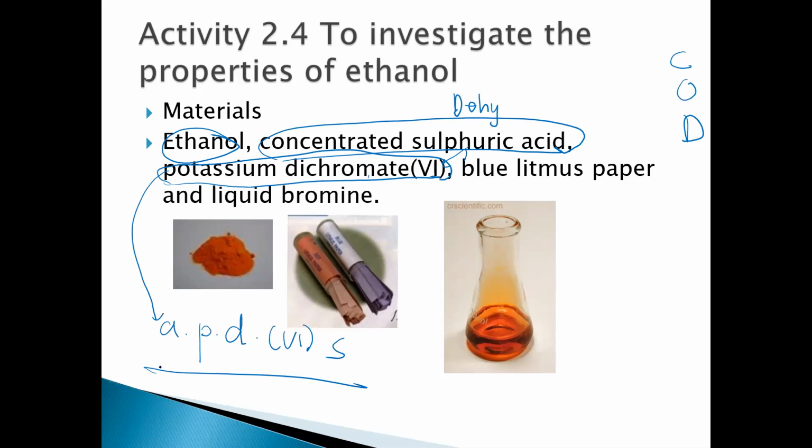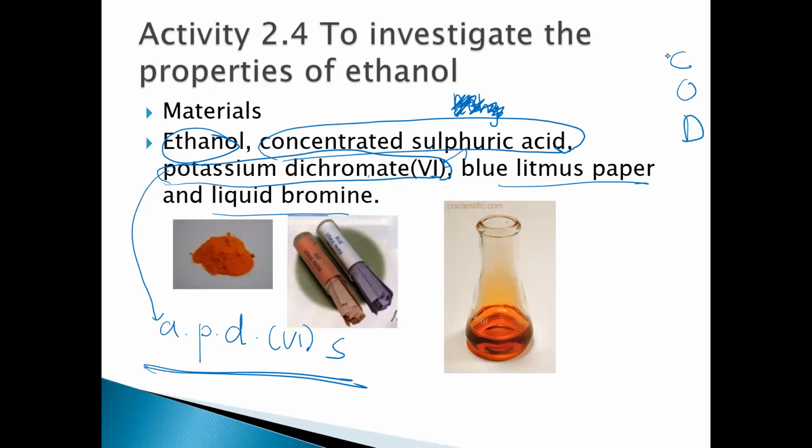Do you understand what teacher just did? So that means concentrated sulfuric acid is not only for dehydration, yeah? How do I get acidified potassium dichromate VI solution? I mix potassium dichromate VI with sulfuric acid. Okay? And teacher is using litmus paper and I'm using liquid bromine.